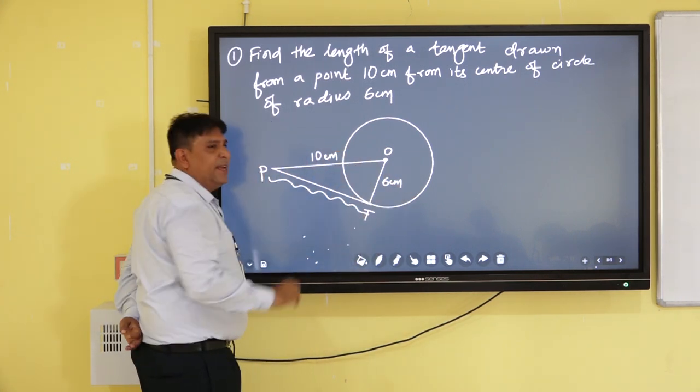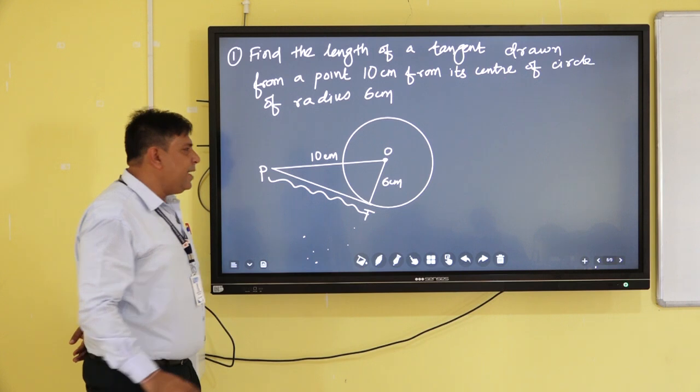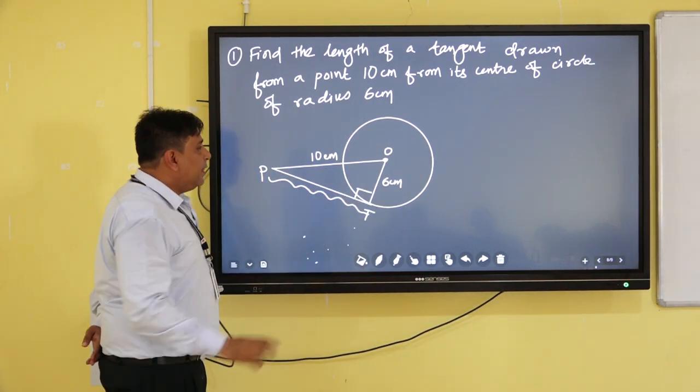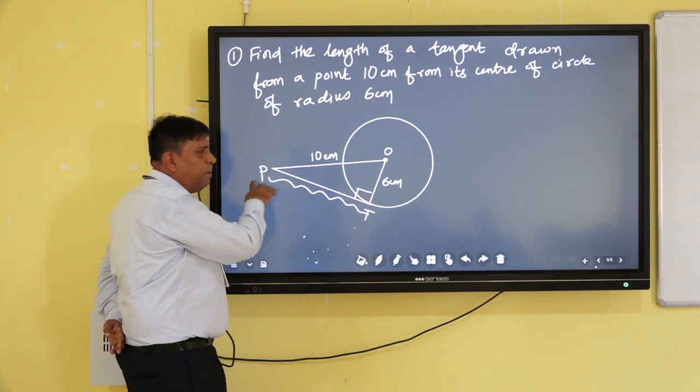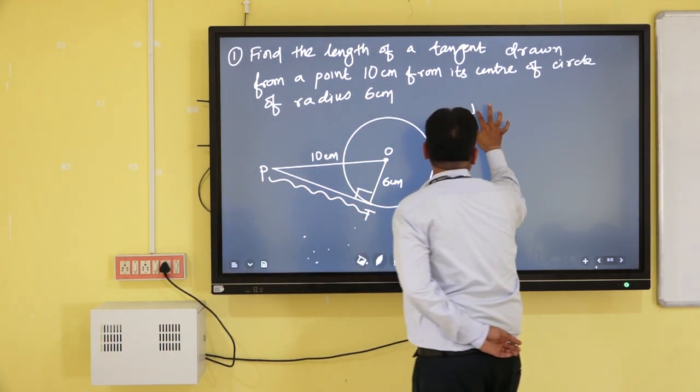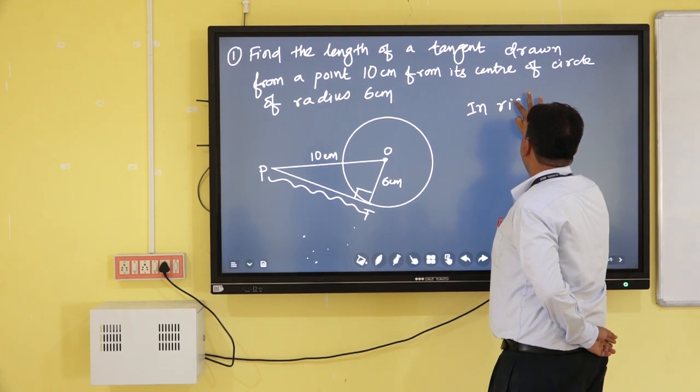Now what will be angle T? Angle T will be 90 degrees. Now you can concentrate on the triangle OPT. OPT is a right angle triangle, isn't it? So OPT is a right angle triangle.